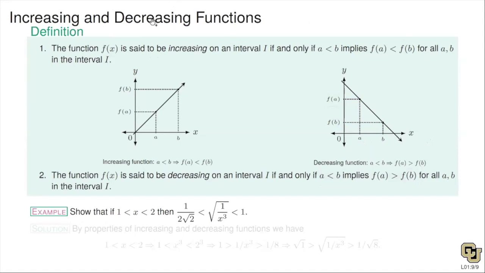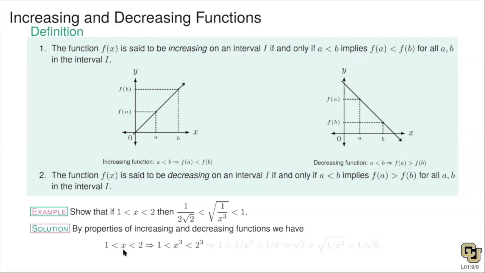So here's the question. We're given that x is between 1 and 2. If x is between 1 and 2, we're asked to show that the square root of 1 over x cubed will be greater than 1 over 2 root 2 and will be less than 1. So this entire problem is an exercise in increasing, decreasing functions. Let me show you. Starting with x between 1 and 2, I claim that you can cube everything and not change the direction of the inequality.